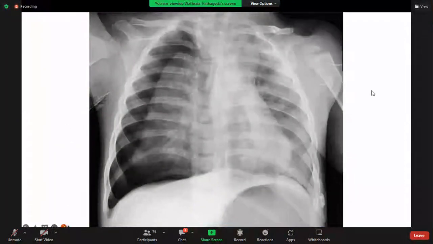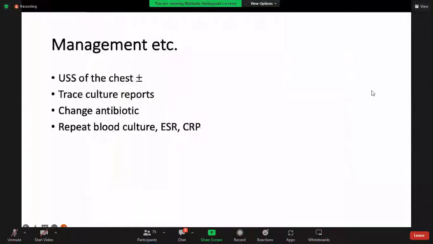Anything else you want to do here? Any other test? Would you like to repeat your cultures and inflammatory markers and see the trend, whether it's rising, static, or improving? So you can repeat your bloods and see. And in the meantime, you can optimize your antibiotics. So that's how you manage. Any questions you have on that?